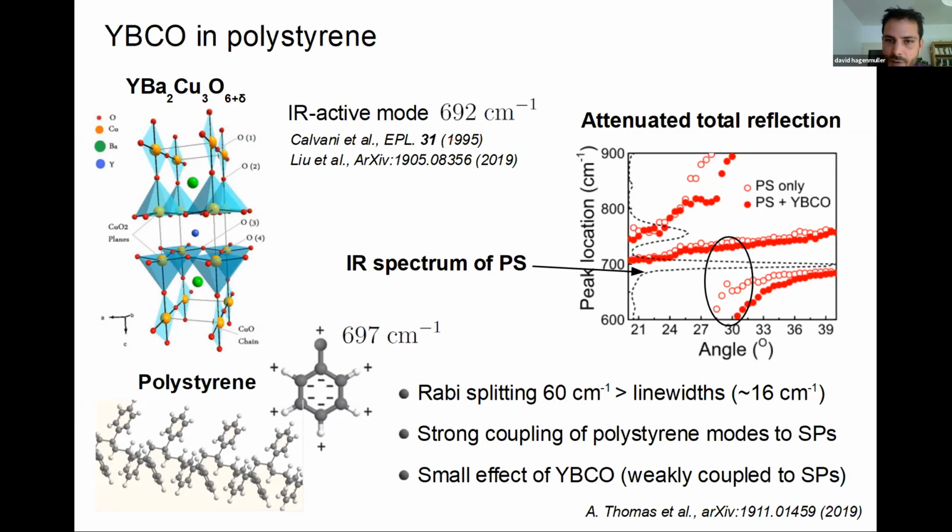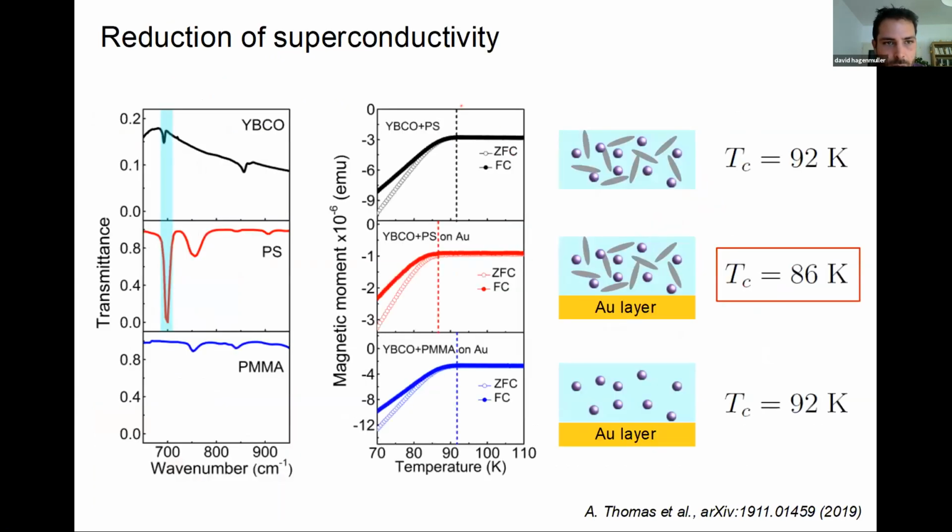So they use exactly the same scheme. Here I show you briefly the polariton dispersion, showing strong coupling of the YBCO films. And these are the results of the magnetometry measurements, so the magnetic moment as a function of temperature. And surprisingly, in this case, instead of an enhancement of the TC, they measured a reduction of about 6 Kelvin. So again, only in the films which contain both polystyrene and the metal layer.